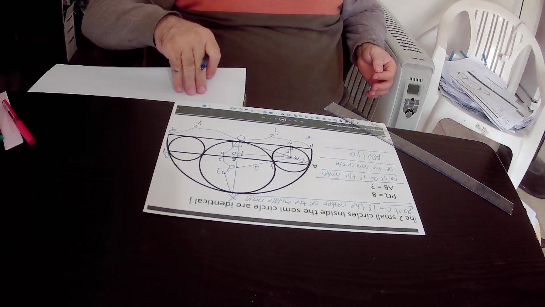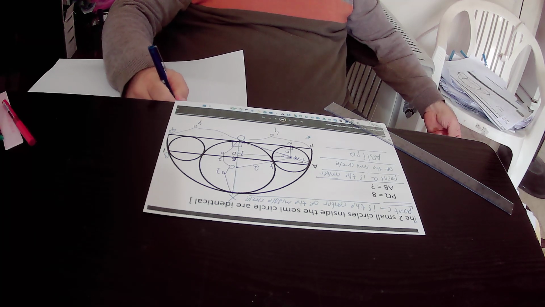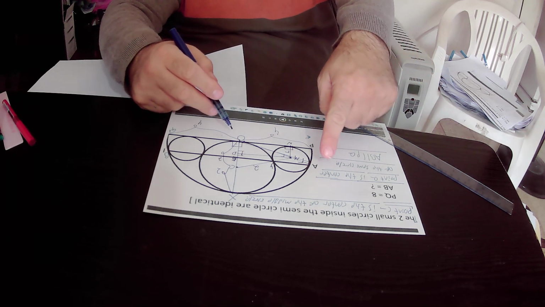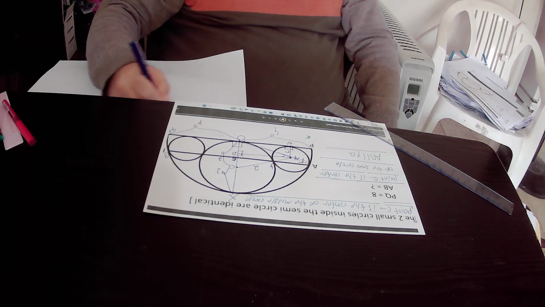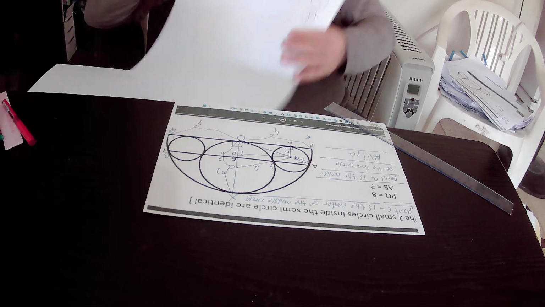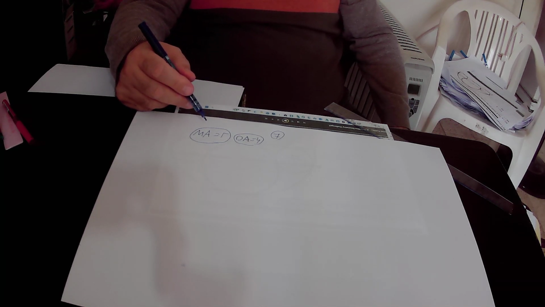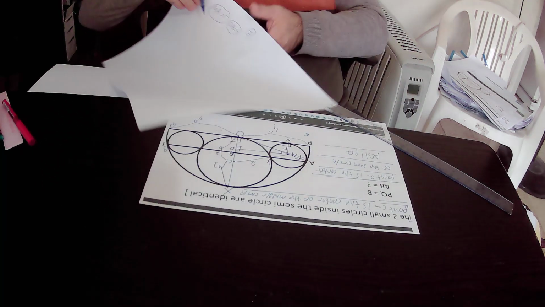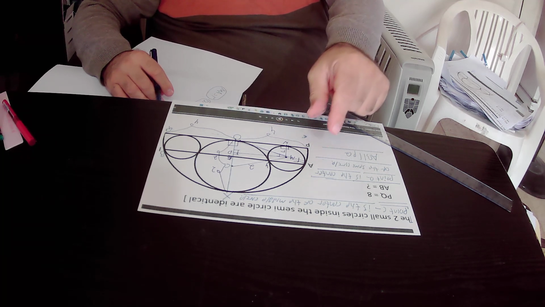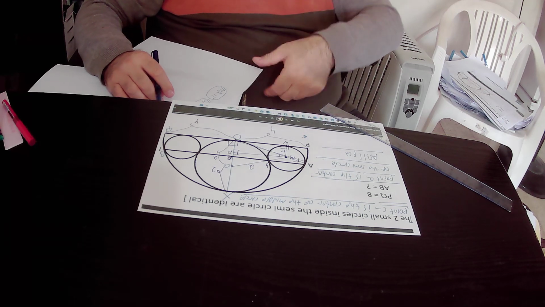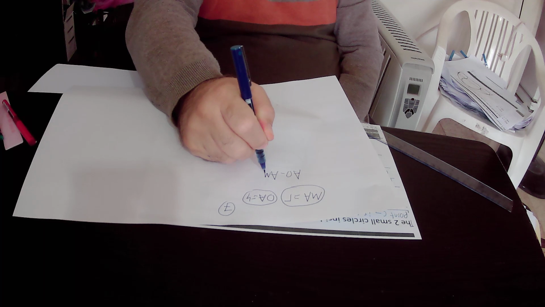So we know that MA, that is the radius of the small circle, equals R. And we also know that OA is the radius of the semicircle, that is to say, it equals 4 units. I repeat again. OA, that is the radius of the semicircle, equals 4 units. And MA, that is the radius of the small circle, equals R. And what is the value of the length of MO? As you can see from the drawing, MO equals AO minus AM.